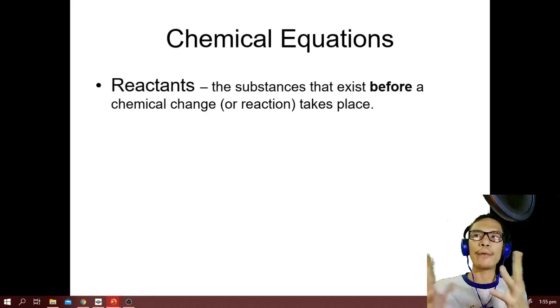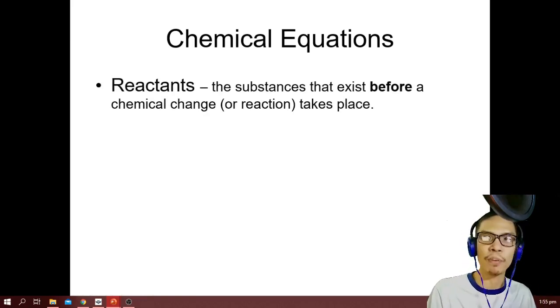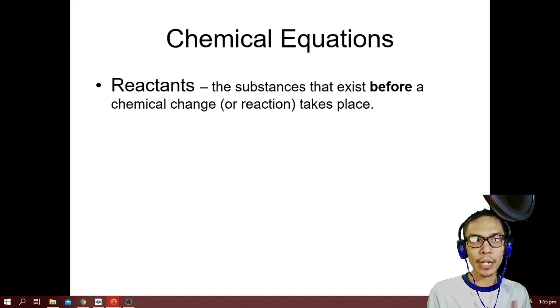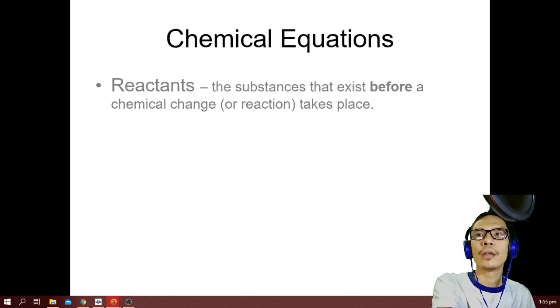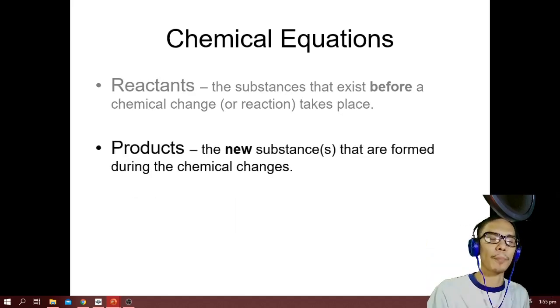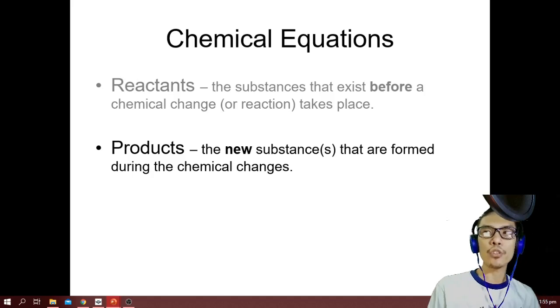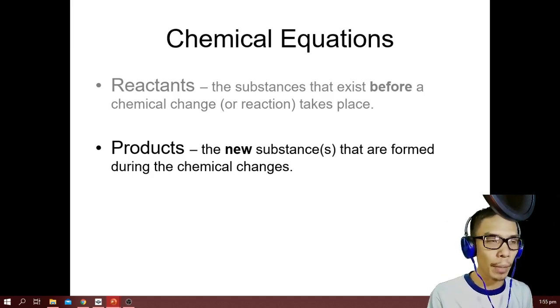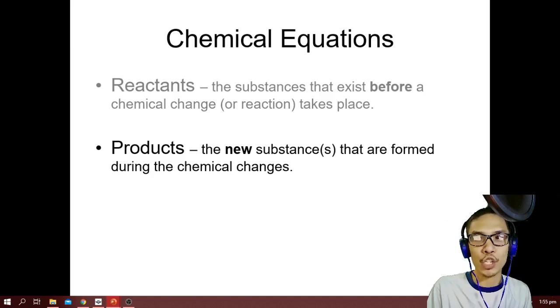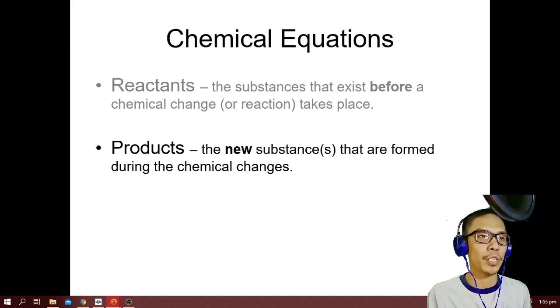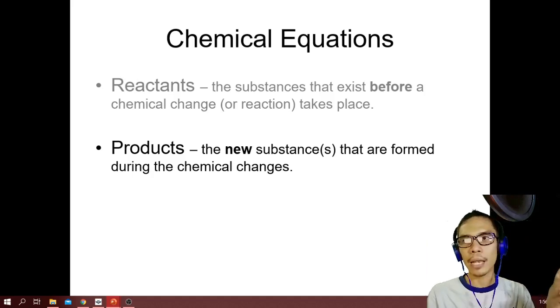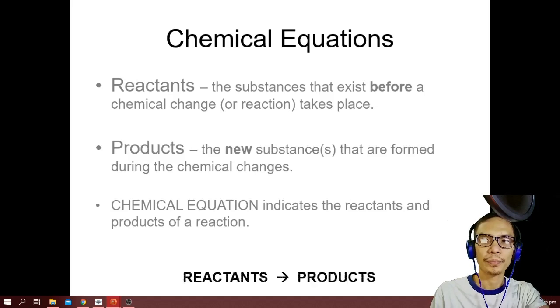Now, in chemical equations, there are what they call the reactants. These are substances that exist before the chemical change. These are the ingredients in your chemical reaction. Next, we have products. The products are the new substances, and most of the time they are on the right side. Products are new substances that are formed during the chemical reaction. This is the product of chemical change. Most of them are on the right side, and the reactants are on the left side.